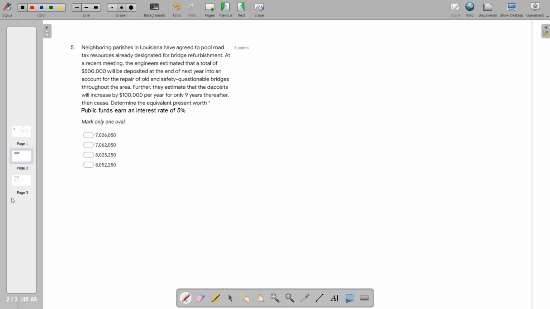So moving on to the next problem. Let me read the problem. Neighboring parishes in Louisiana have agreed to pool road tax resources already designated for bridge refurbishment. At a recent meeting, the engineers estimated a total of $500,000 will be deposited at the end of next year into an account for the repair of old and safety-questionable bridges throughout the area. Further, they estimate that the deposits will increase by $100,000 per year for only 9 years thereafter. Then cease. Determine the equivalent present worth if the public funds earn an interest rate of 5%.